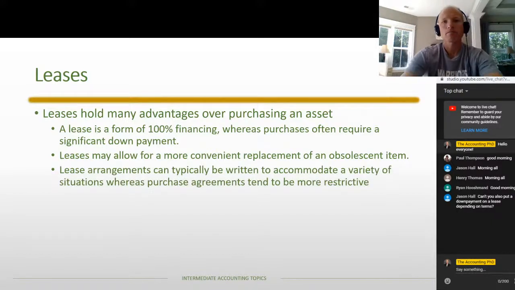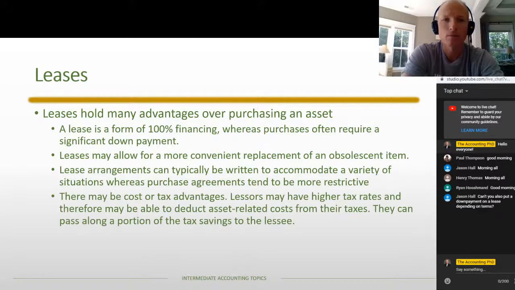Leases usually are more flexible. With a lease, there can be a lot more variety in the way that you structure the lease agreement. With a purchase agreement, it's pretty straightforward. It's either a fully amortized loan or a cash payment for the full amount, whatever it might be. And so there's just less flexibility with purchase agreements.